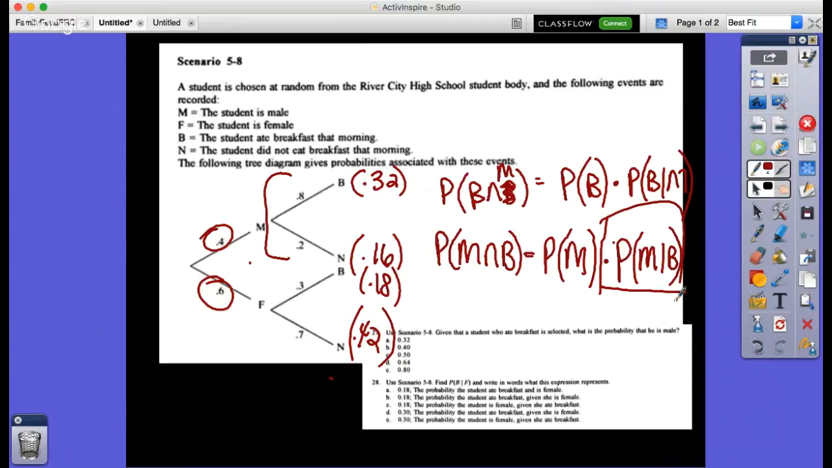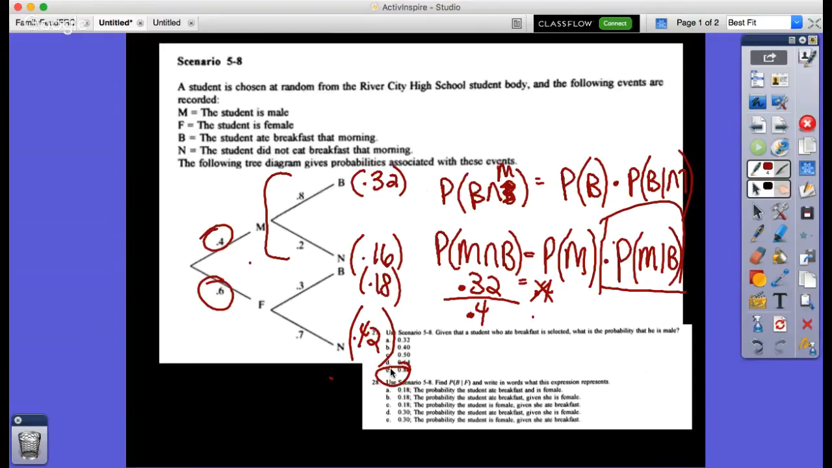So I can do that by taking, what is the probability of males and breakfast? 0.32. And I can divide that by, because these are multiplied, what is the probability that we have a male here? 0.4, right? So we could divide this, right? 0.32 divided by 0.4, which equals 0.8, right? Should be E. That should be my answer. What's up, Jerry? Does that make sense? Okay. So that's how we would find that there.